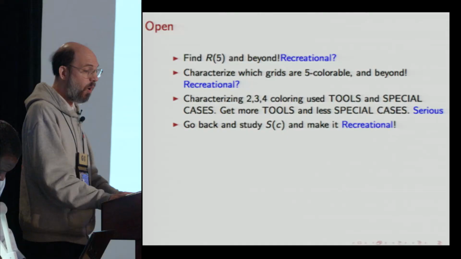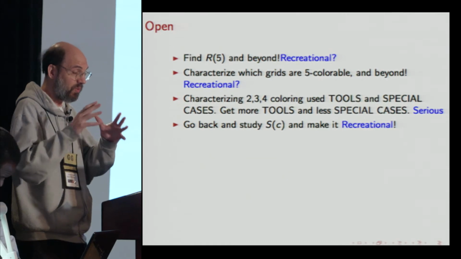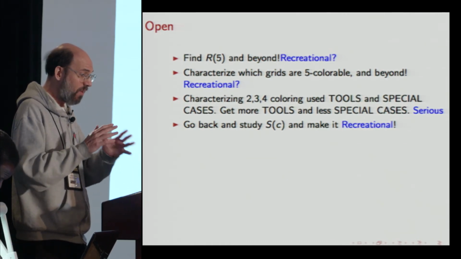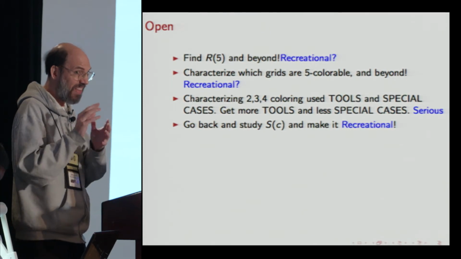Okay, open problems. We don't know about R of 5 and beyond. That will probably be more computer work and less recreational, but again, it's not clear what the difference really is. Also, we want to characterize 5-coloring and rectangles. We had a lot of mathematical tools, theorems, that got us a lot of our results, but not all of them. We had a lot of tools in some special cases. We want more tools and fewer special cases. That would be serious math. And we want to go back and study the square theorem. I want to make the square theorem fun. I want to have a nice proof of it, more computer work, characterize it, but I believe the square theorem can be made fun if it is not already fun.